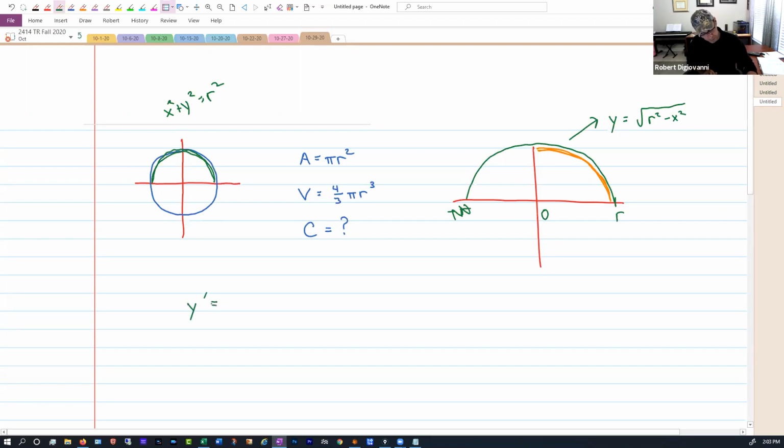Here's the derivative. So we're taking the derivative of this. Remember that r is a constant. So the derivative of the square root of something is 1 over 2 times the square root of that something, times the derivative of what's inside of it, which is negative 2x. Right? That's our derivative. Let's clean it up.